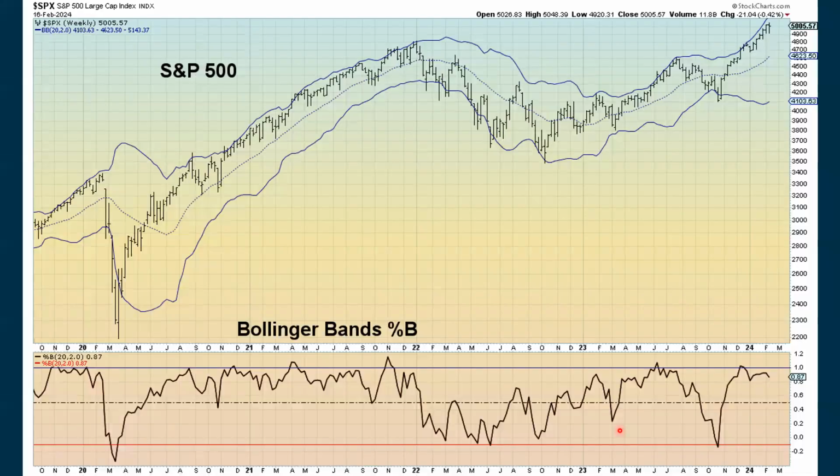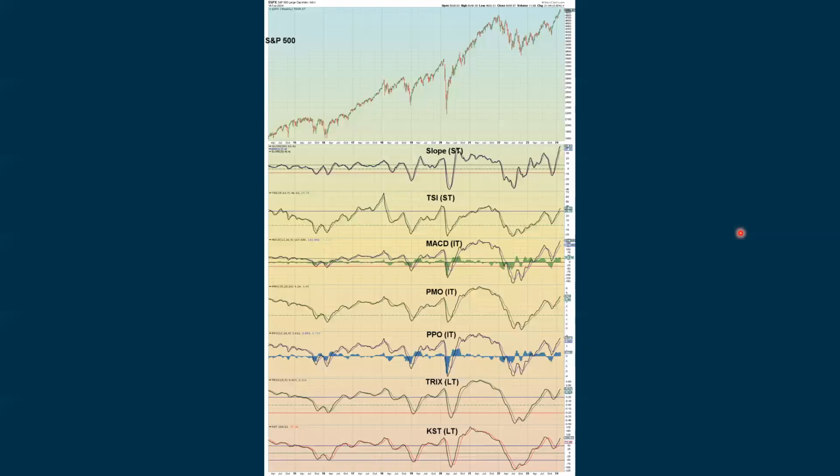The percent B and looking at the Bollinger Bands, we never did get outside of the upper Bollinger Bands. This is positive because we're above the midpoint and the midpoint's going up and we're not getting an extreme reading. The percent B measures when we're above or below one of the upper or lower Bollinger Bands. Here's our momentum. We're still looking positive here.